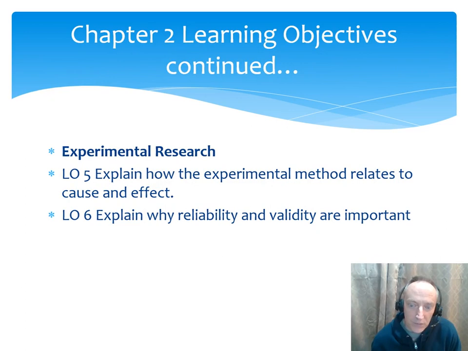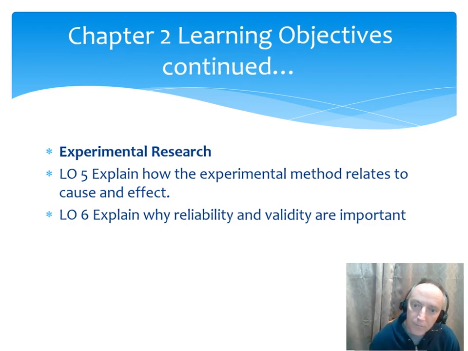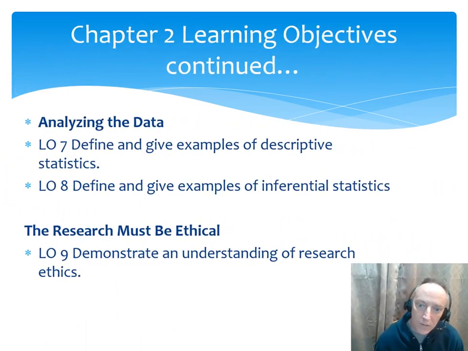We're going to talk about experimental research and some terms that are important to understand in experiments like reliability and validity. Then we're going to talk about some different types of statistics for summarizing the data we get in those research methods. And then finally, we're going to review what are the ethical guidelines for conducting research.